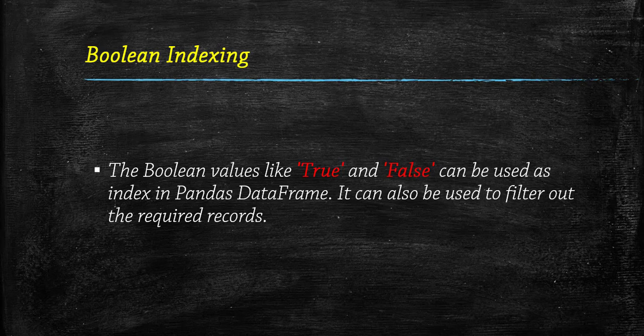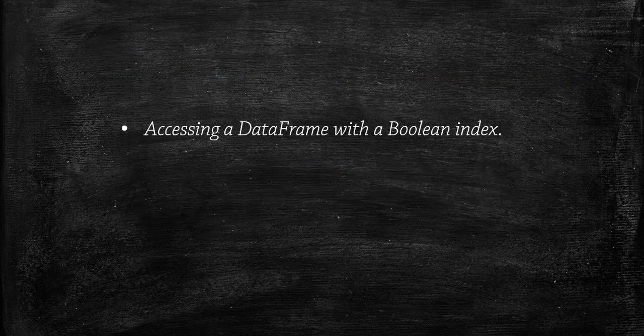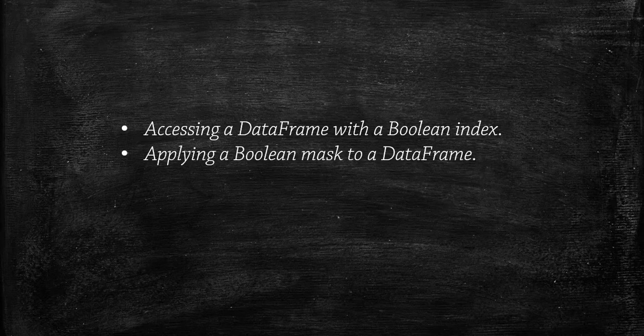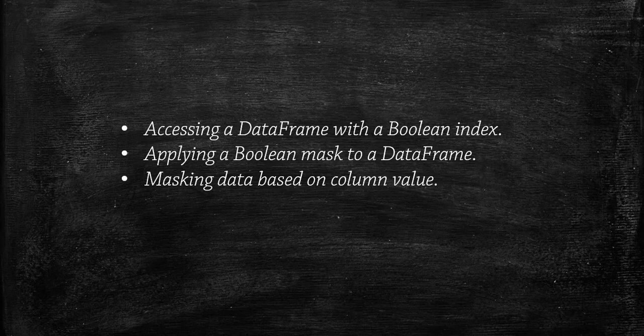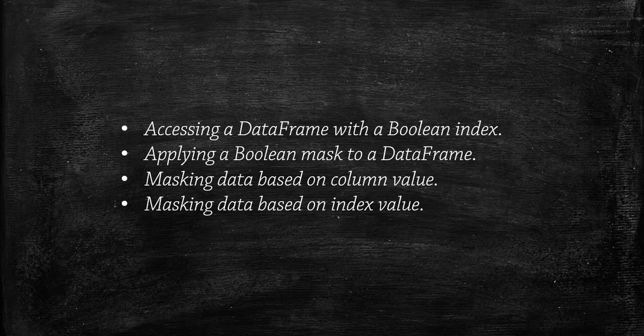Now, there are four ways to filter the data. Accessing a data frame with a Boolean index, applying a Boolean mask to a data frame, masking data based on the column value, and last, masking data based on index value. So, let's understand these ways one by one.